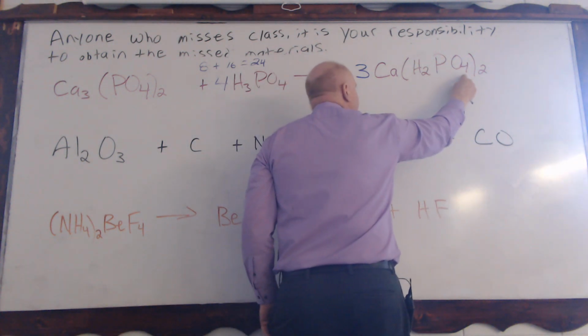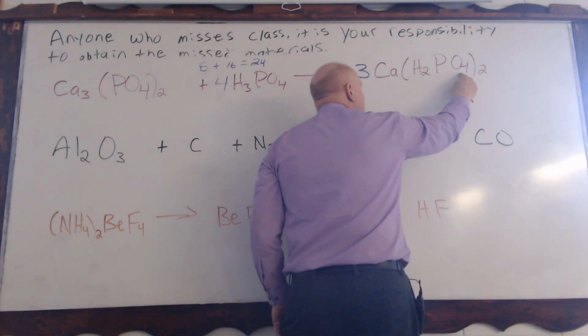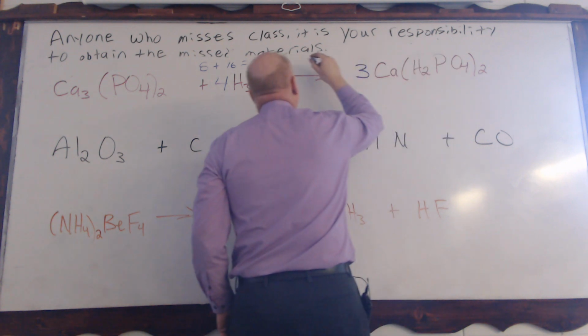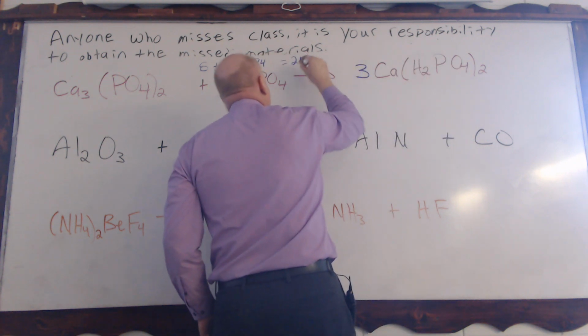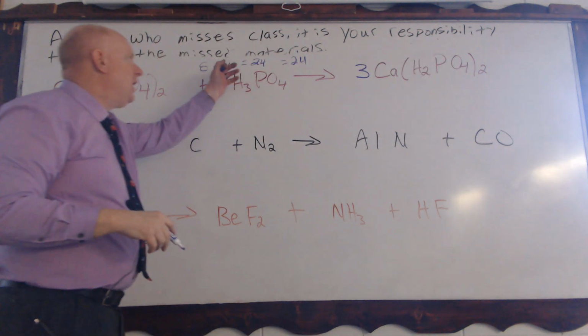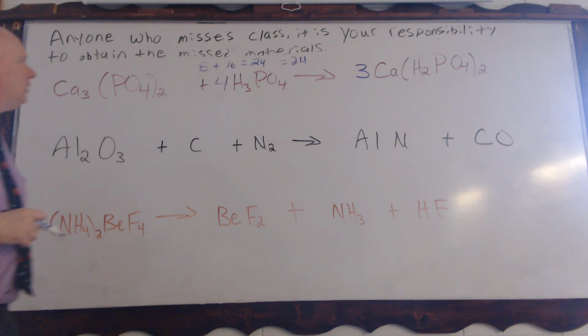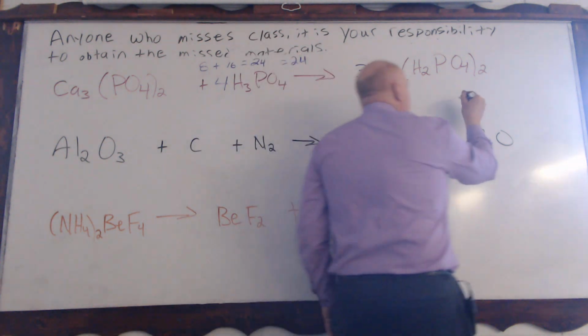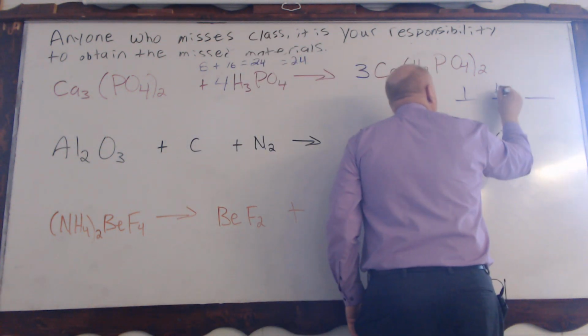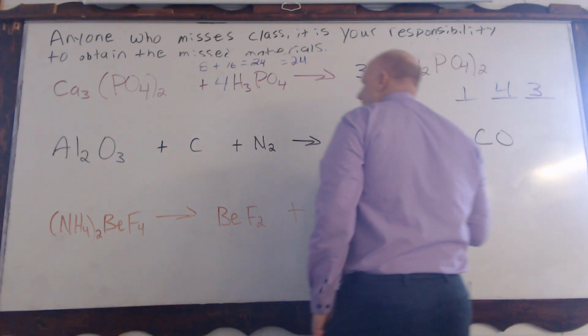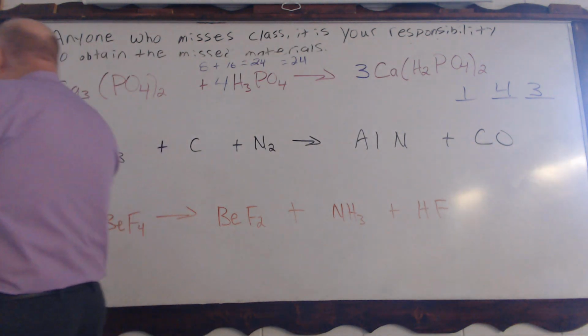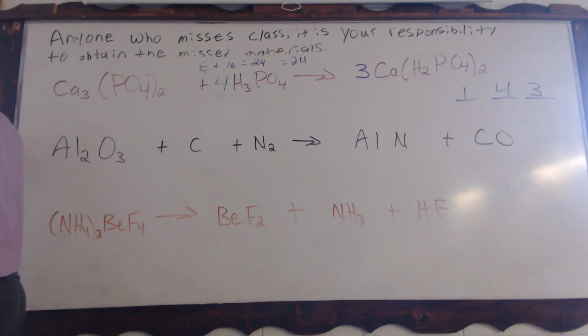3 times, we did that already. 3 times 4 times 2, 24. I just put an equal sign to show that our oxygens are now equal. So 1, 4, and 3. Okay. So let's go ahead and proceed on to our next one.